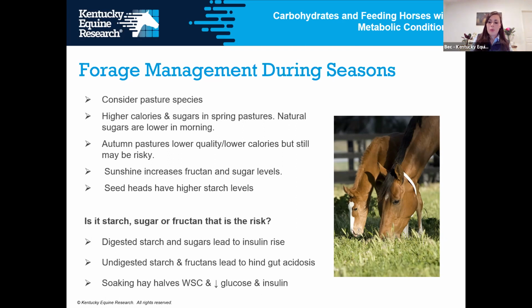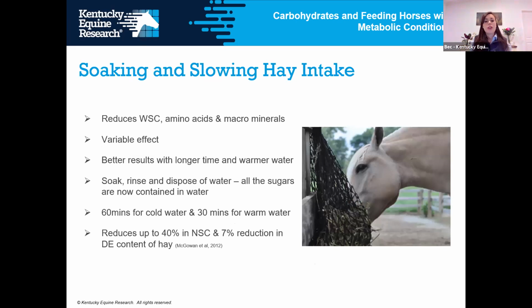Then you certainly wouldn't be wanting to have horses necessarily on it, because fructan levels can be quite high, and you do need to look at if there's seed head on the pasture, and how much sunshine has been on that pasture on the previous day. Soaking your hay or steaming your hay, and also slowing intake, is really, really critical.